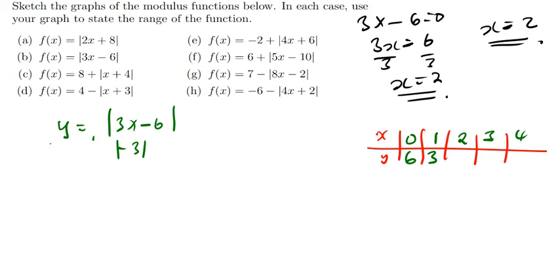Let's now go to the 2. So 2 times 3 is 6. 6 minus 6 is 0. So there is 0. Then 3 times 3, 9. 9 minus 6, that is 3. Then 4 times 3, that is 12. 12 minus 6 is 6.